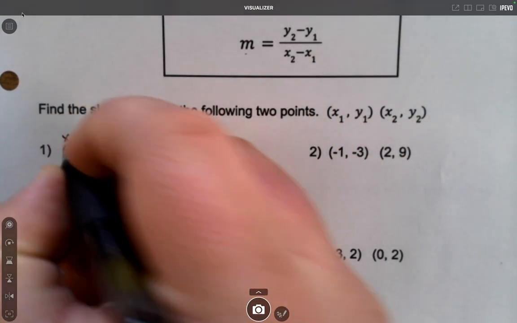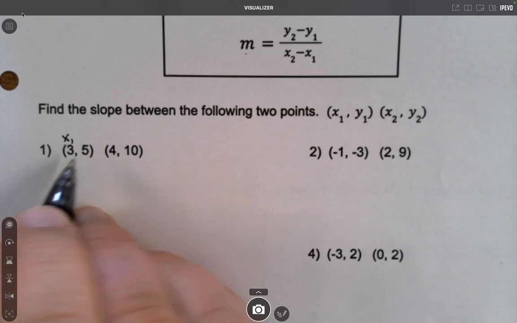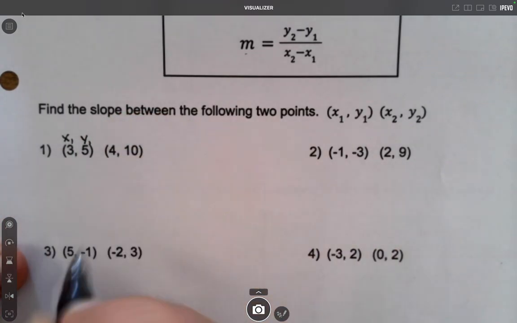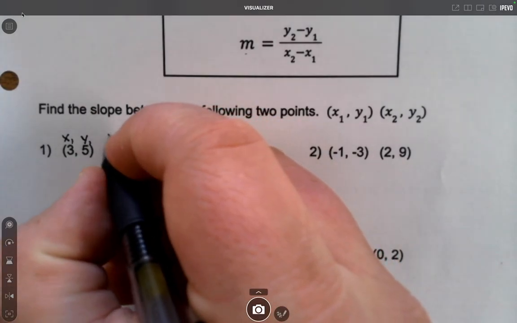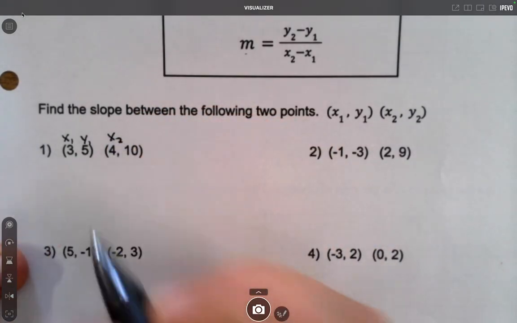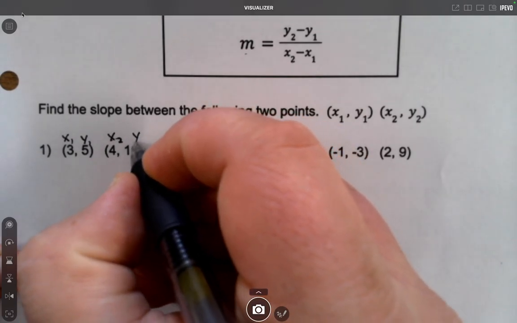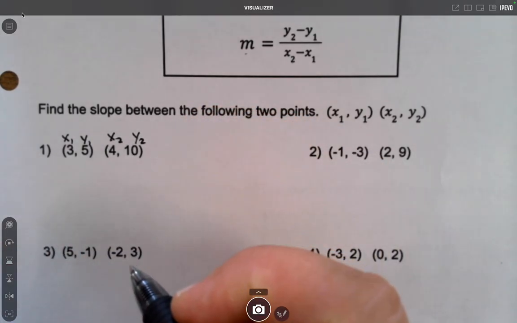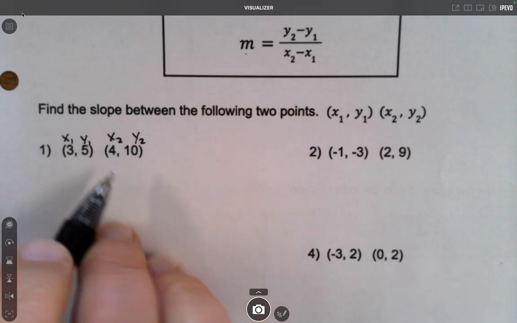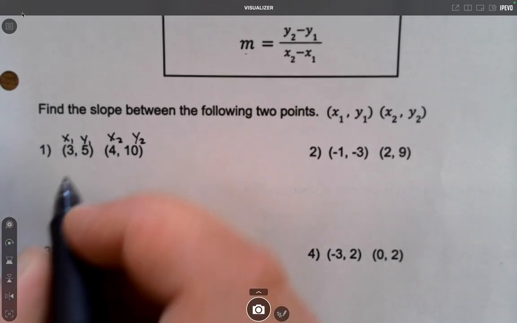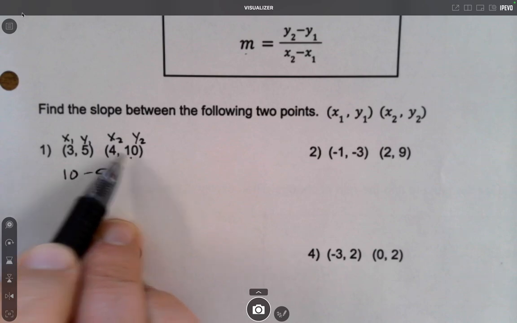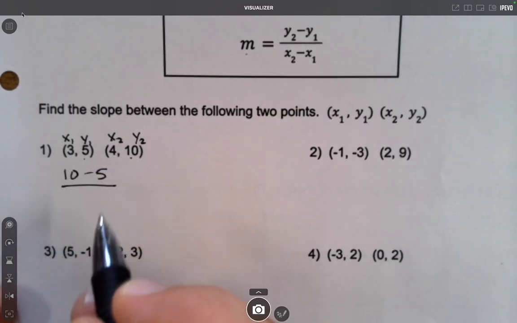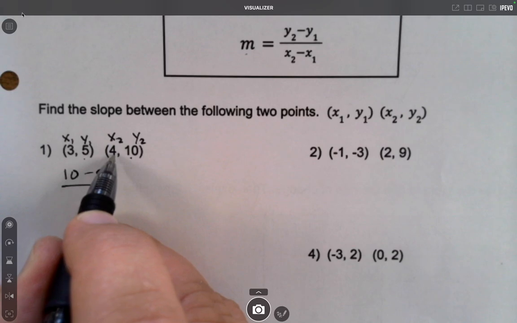So this is our x1 because it's the x value in the first point. This is our y1 because it's the y value in the first point. This is our x2 because it's our x value in the second point. This is our y2 because it's the y value in the second point. So we do y2 minus y1, 10 minus 5. Pull it from that and that over x2 minus x1.